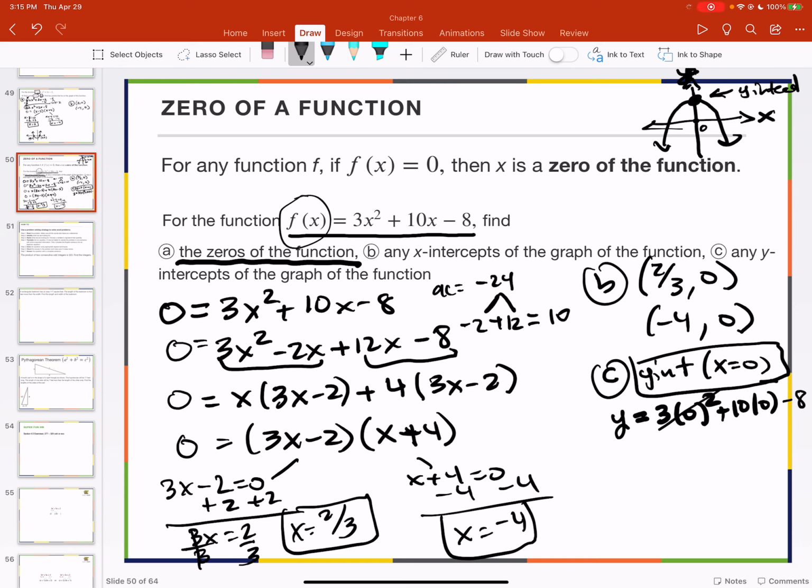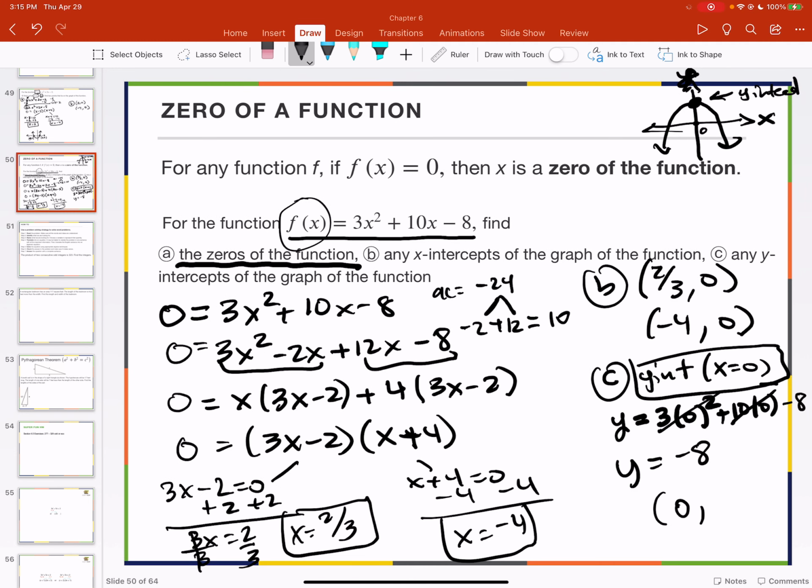So of course, all these zeros make the following two terms equal to 0. So y is just equal to -8. And that's your y-intercept. It occurs at (0, -8).